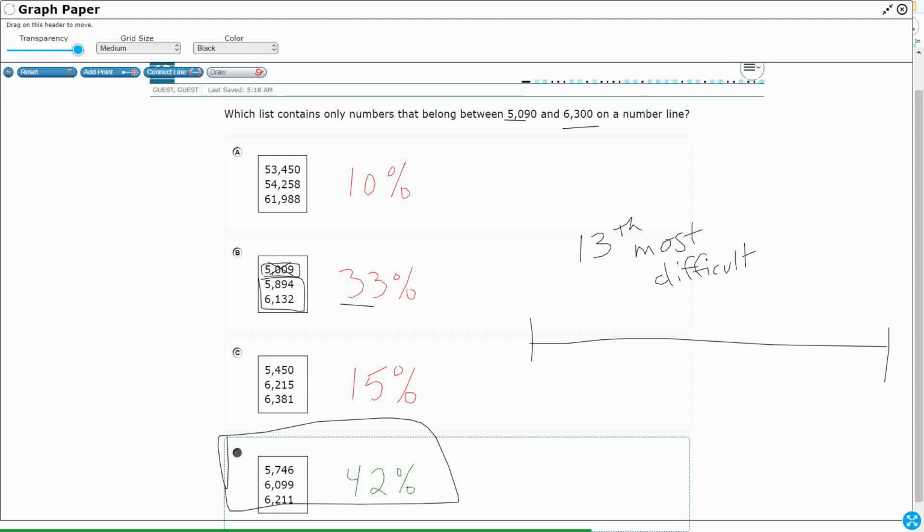But the 10% that chose A, I mean, it goes to the wrong place value. That goes to the 10,000s. These go to the thousands. So we probably needed to help students create these open number lines, right?